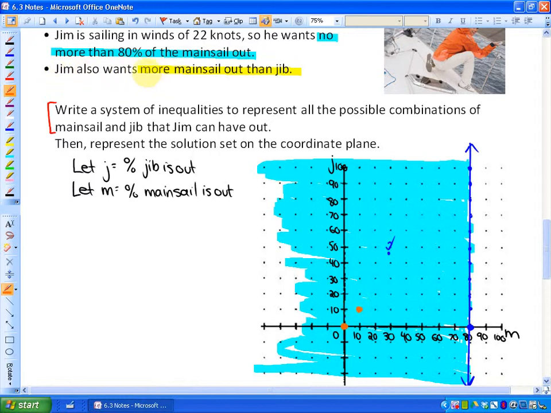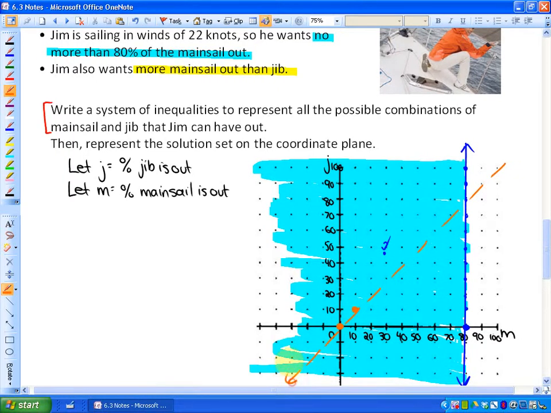Now, is that allowed to be included? Are we allowed to have exactly the same mainsail as jib? If you read this question, it says he wants more mainsail out than jib, so they are not allowed to be equal to each other, although our boundary line would be where they are equal. But since the point where the boundary line is not allowed to be included, we're not allowed to have exactly the same, then that's going to be a dotted boundary line. So here's our dotted boundary line.